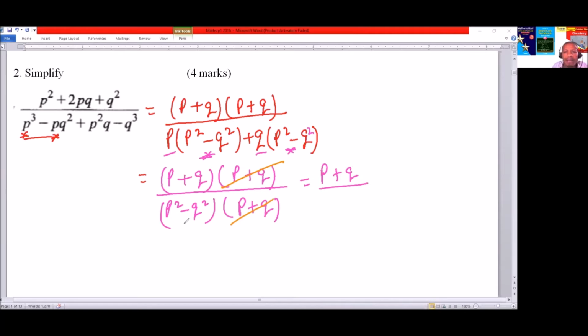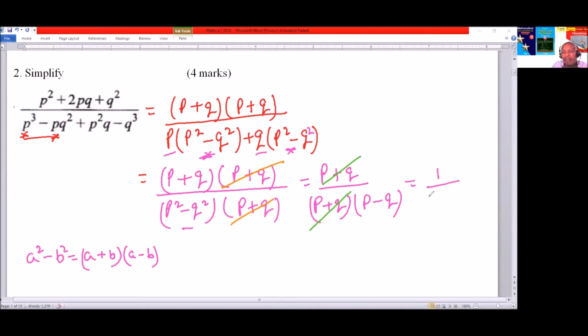you notice here that this is a difference of two squares. And we can separate the difference of two squares. Remember, if you have a squared minus b squared, we can write it as a plus b multiplied by a minus b. That is what you learned in Form 2, a difference of two squares. So we can separate this and we'll have p plus q, and this is p minus q. If you expand this, you should get the same expression, p squared minus q squared. So we can divide that by that. That cancels, and therefore our answer will be 1 divided by p minus q.